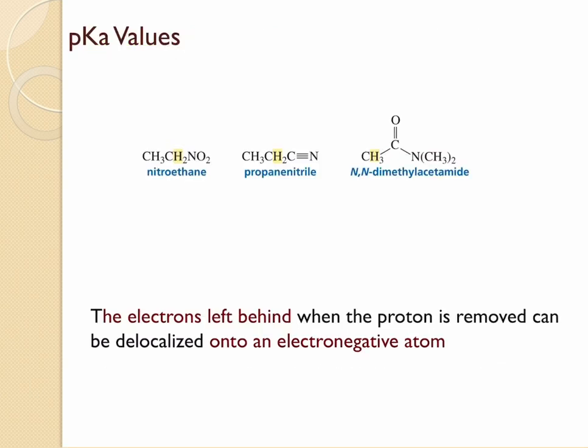Apart from carbonyl compounds, there are also other compounds which can have an acidic alpha hydrogen. Here are some examples. We have nitro compounds which have a pKa value of about 8. In the case of nitroethane, it's about 8.6. And nitriles, the pKa is about 26. For N,N-dimethyl acetamide, it's about 30. And in each one of these cases, when these hydrogens are pulled, the electrons will be delocalized onto an electronegative atom.